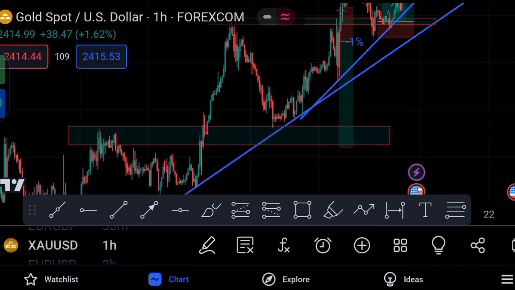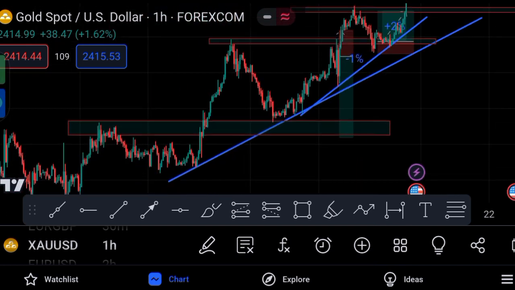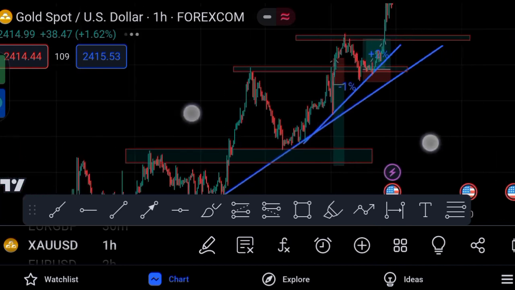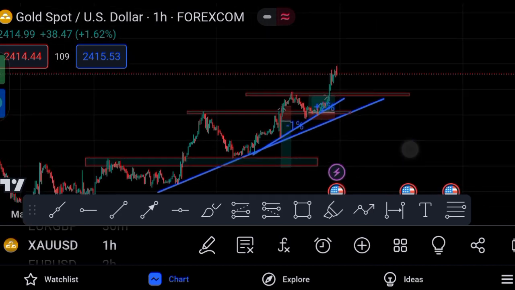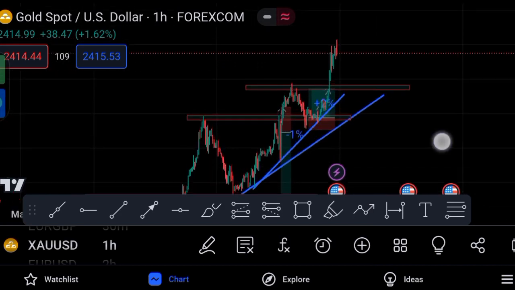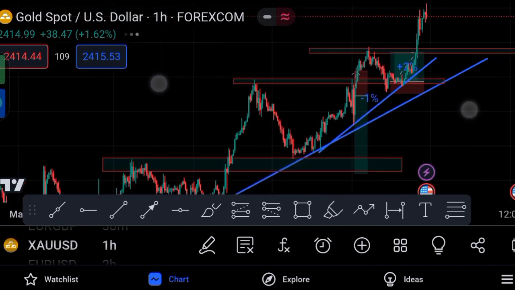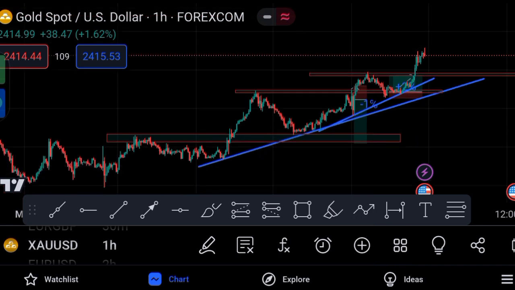The first thing you need to understand is that you need to identify the trend, right? If you just look at this chart right now, you see that it is trending up. So this is an uptrend. But how do we know that it's an uptrend? From the basics, you know that in an uptrend we have higher highs, higher lows, higher highs, higher lows.